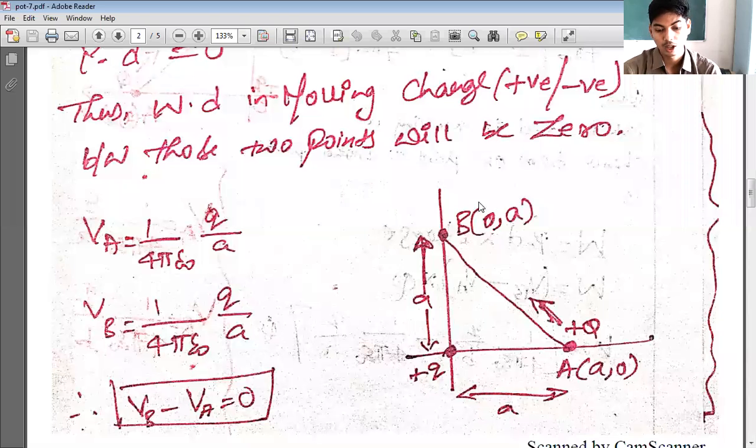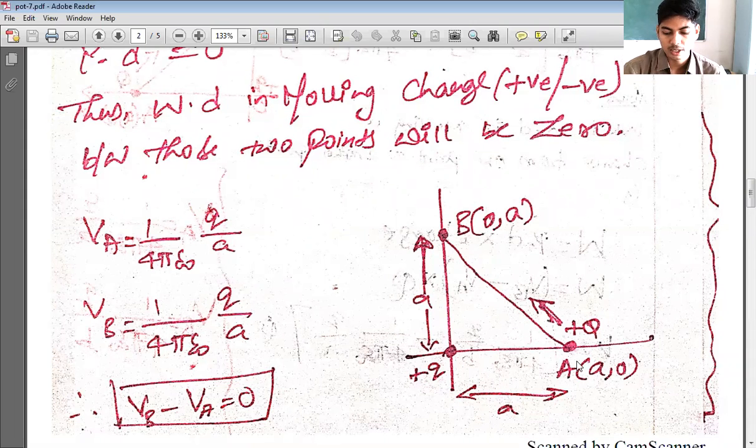Look here, I have represented it here. This is the source charge, this is point A. Point A is at a distance A from the source charge. Point B is at a distance A from the source charge again. So point A as well as point B are at distances A and A from the source charge. Coordinates of point A are (A, 0). Coordinates of point B are (0, A).